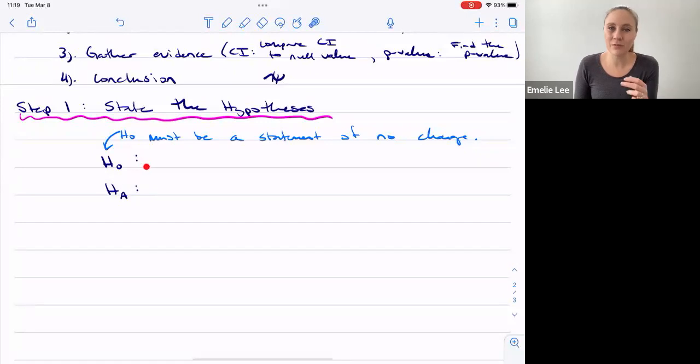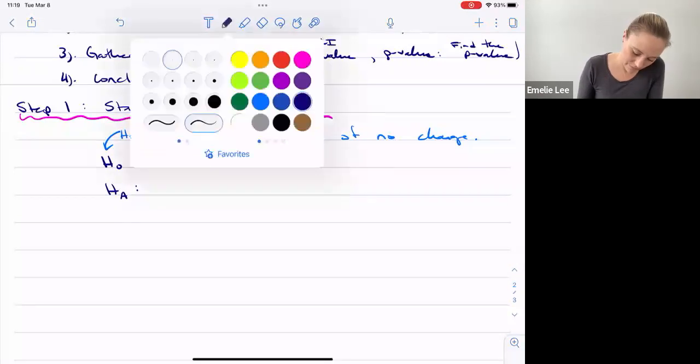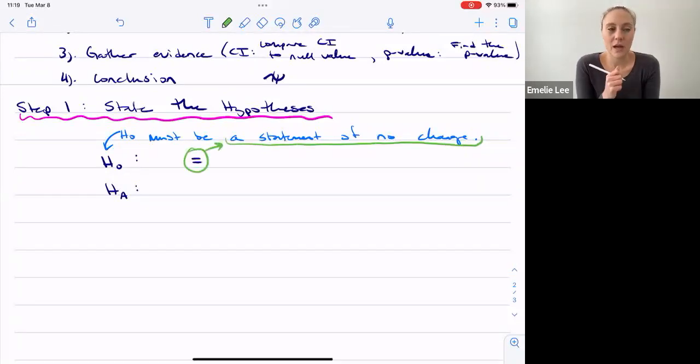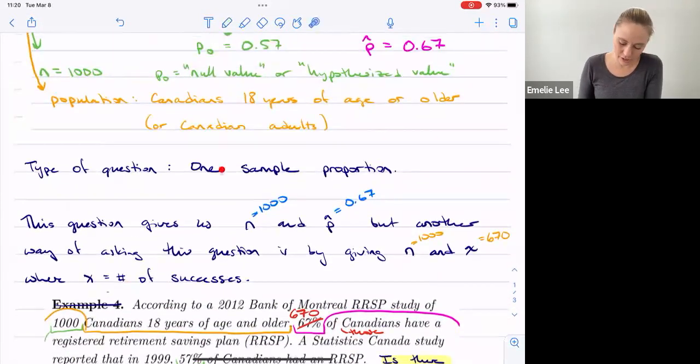Okay. Now, even if you're completely lost, the null hypothesis has to be a statement of no change. Okay, which means that there must be an equal sign in the null hypothesis, right? So a statement of no change means that we have to have that equal sign in there. Now, our hypotheses are always going to be about the parameter, okay? The parameter that we're interested in. So depending on the question type, which here we decided we have one sample proportion, the parameter that we're interested in is going to be the population proportion P. Okay, so the parameter of interest depends on what type of question you have.